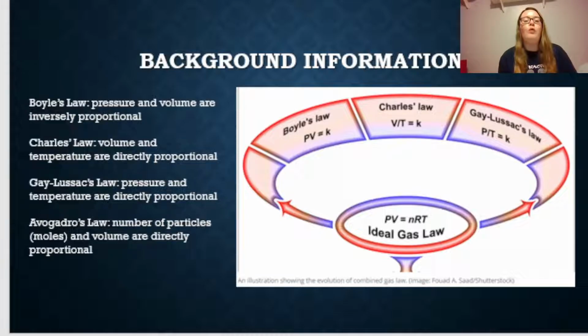First we have Boyle's law, which says that pressure and volume are inversely proportional. For example, if I increase the volume of a gas, the pressure would decrease if I keep temperature constant. Next, we have Charles' law, which says that the volume and temperature of gases are directly proportional. For example, if I increase the volume of a gas with pressure constant, that means I would increase the temperature of that gas.